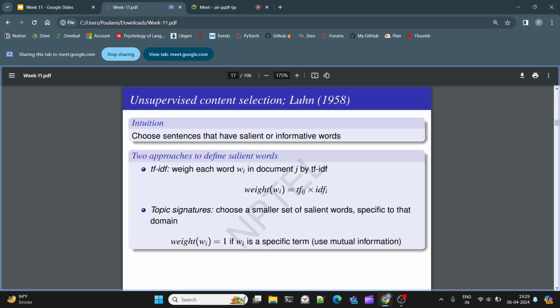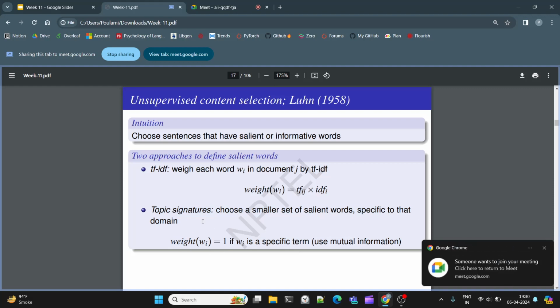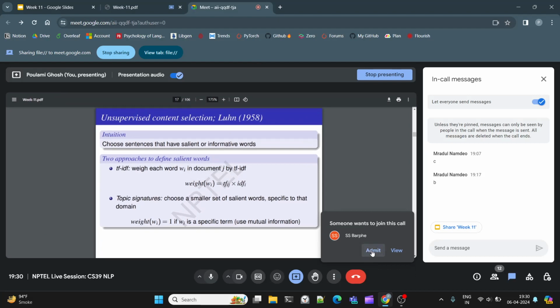Yes. So topic signature means, given a document, adhering to the central theme of the document, there would be certain words which are much more important. These are the salient words. Say you're reading about some atomic structure, right? Their salient words would be electron, proton, all those things are important words. So choose a smaller set of salient words that would be specific to the domain, and based on that, you assign weights to those words. That is what it means.